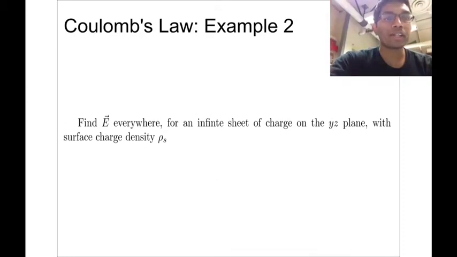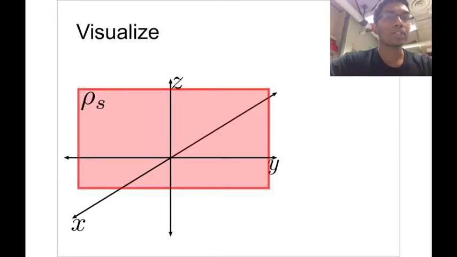So in this video we're finding E everywhere for an infinite sheet of charge on the YZ plane with a surface charge density rho s. We'll start by drawing a diagram. So here's what the infinite sheet looks like. I've drawn it on the YZ plane, and you can see that I've signified the surface charge density with rho s as the question requested.